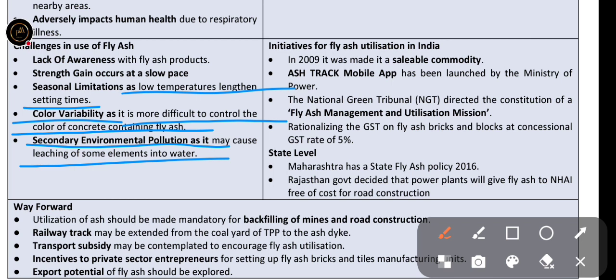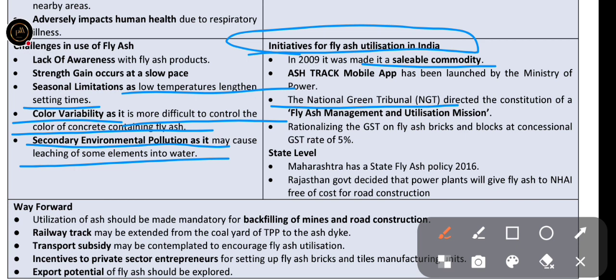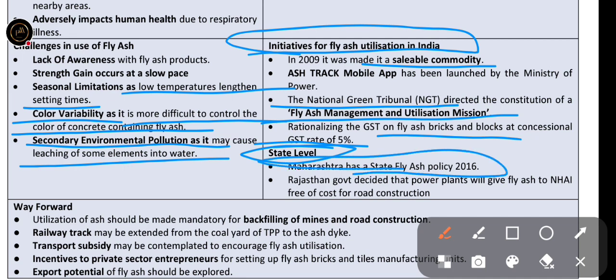And initiatives for fly ash utilization in India. In 2009, it was made a saleable commodity. An Ash Track mobile app has been launched by the Ministry of Power. The National Green Tribunal directed the constitution of a fly ash management and utilization mission, and the GST on fly ash bricks and blocks was rationalized to a concessional rate of 5%. And at state level, Maharashtra has a state fly ash policy 2016. The Rajasthan government decided that power plants will give fly ash to the National Highway Authority of India free of cost for road construction.